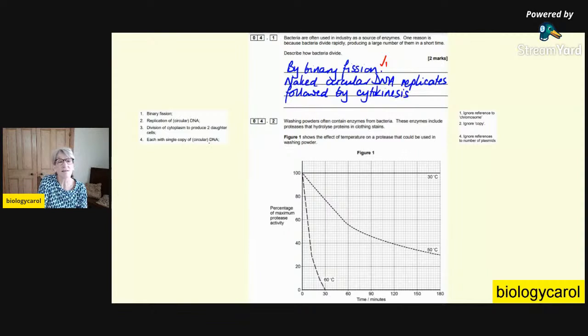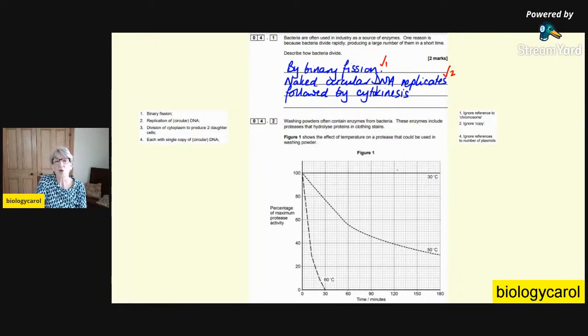And here, I think I only, oh, I did, yes, I was able to give myself both marks. Yes, I got the two marks. Now, I've copied this graph onto the next slide, but let's just take in what this question is about. Washing powders often contain enzymes. These enzymes include proteases that hydrolyze proteins in clothing stains, breaking down those large molecules into small soluble ones, which of course can get washed away in the washing water or dissolve in the washing water and be drained away.